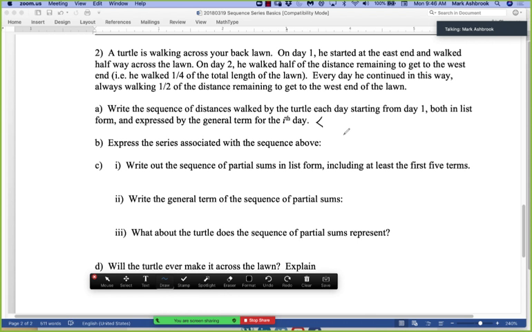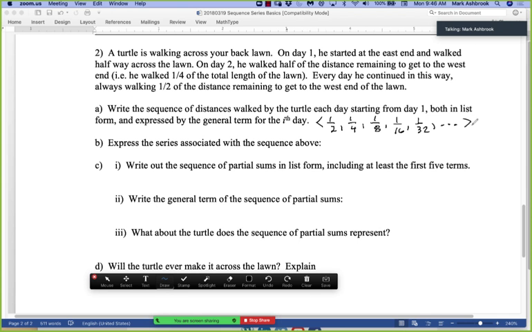Okay, so what was the first distance? On the first day, the turtle walked how far? What did we say? 1/2. And on the second day, how far did the turtle walk? 1/4. And then every day walking half as much as he did the day before, or half the distance left to the west end. So then it would be 1/8, 1/16, 1/32, etc.